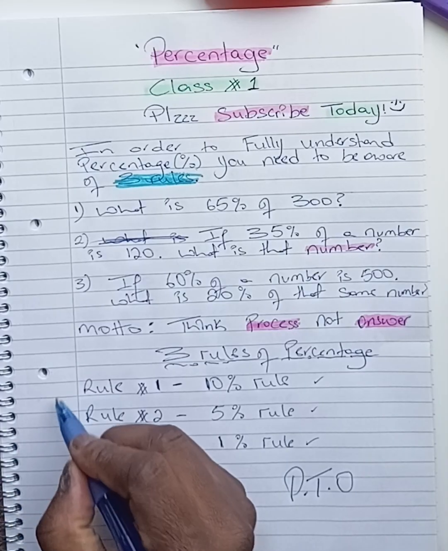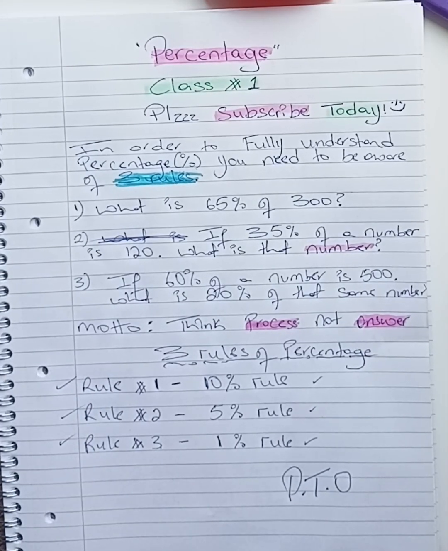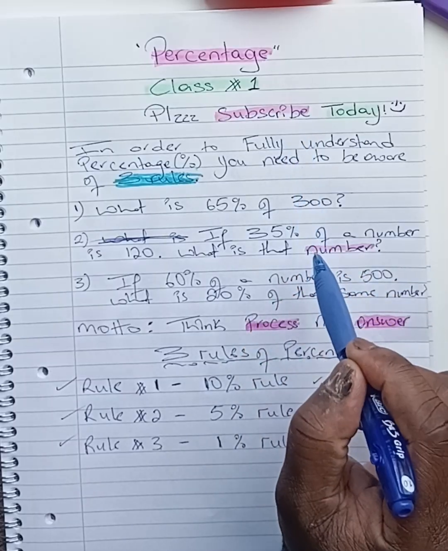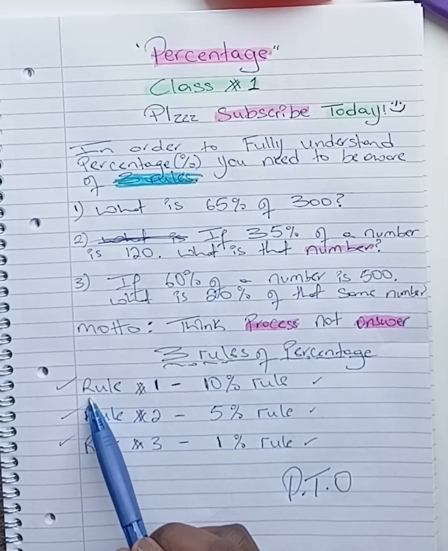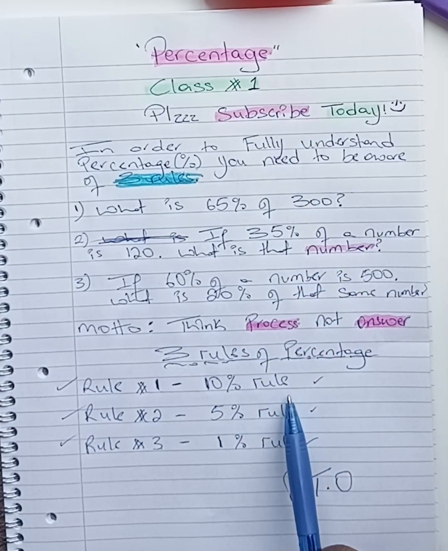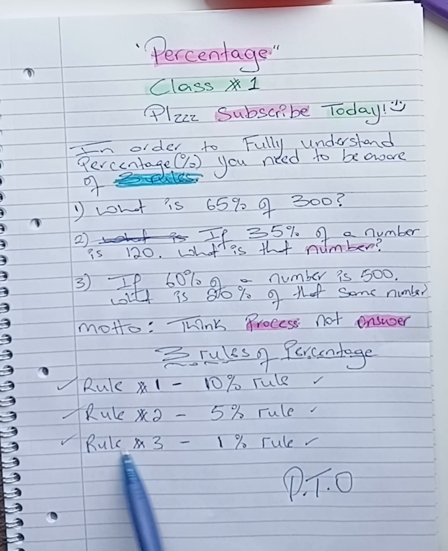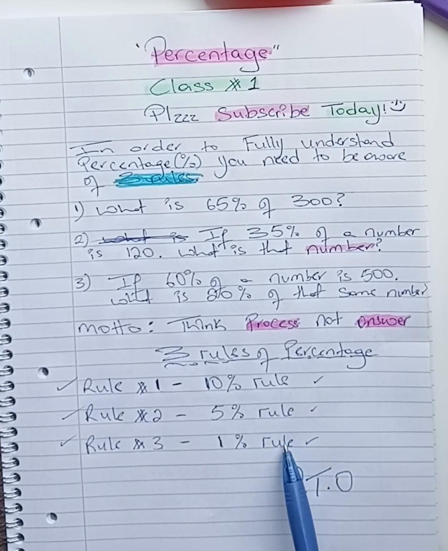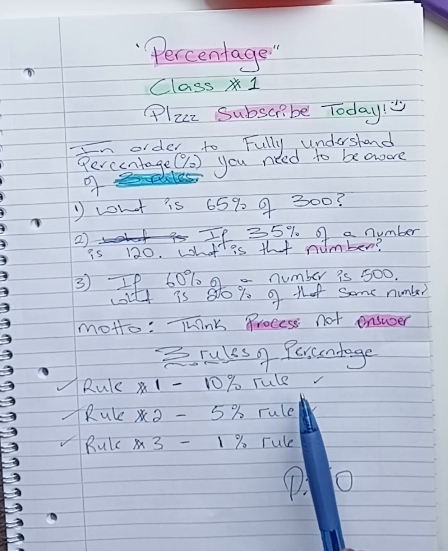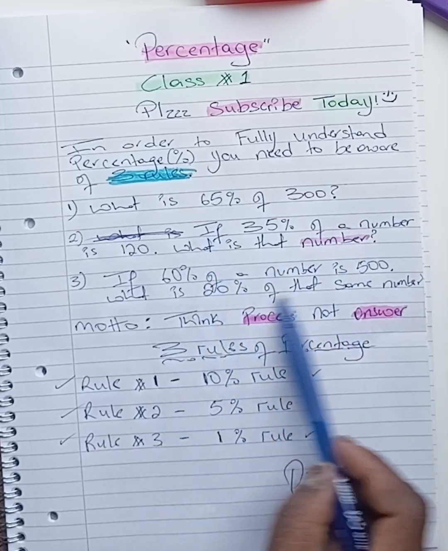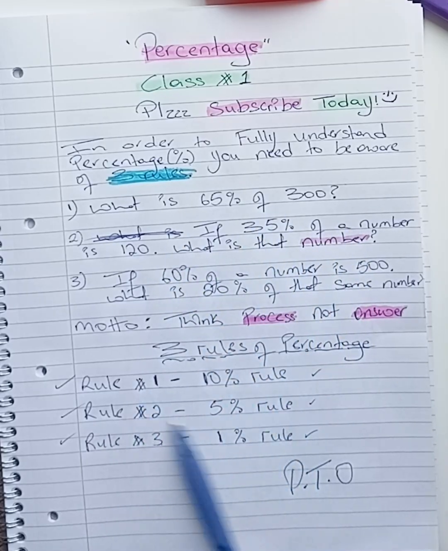So these are the focus. This one, this one, this one. This is the focus. This is class number 1. And the focus for class number 1 is going to be the 10% rule. Class number 2 is going to be the 5% rule. And class number 3 is going to be the 1% rule. Once I feel comfortable enough to move on to this, I believe you have gotten it, then we can start to tackle questions, but we need to understand these first.